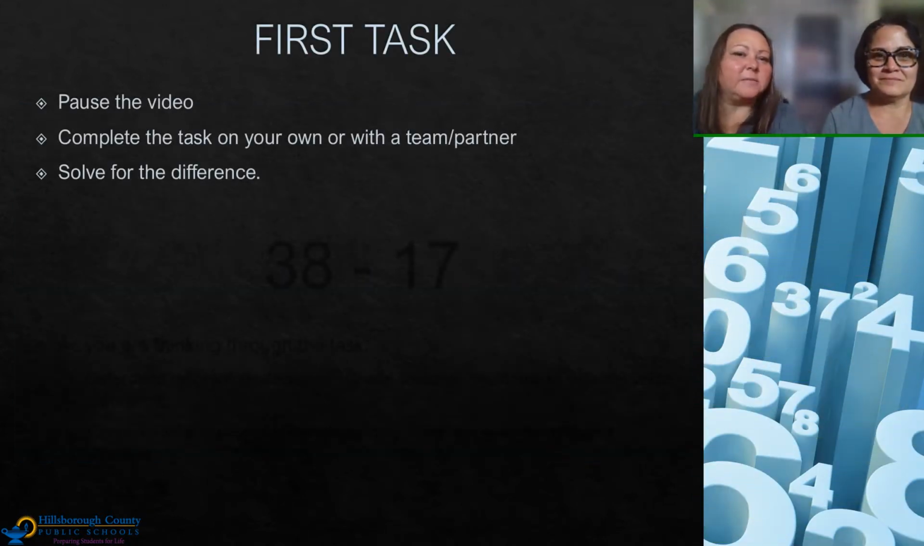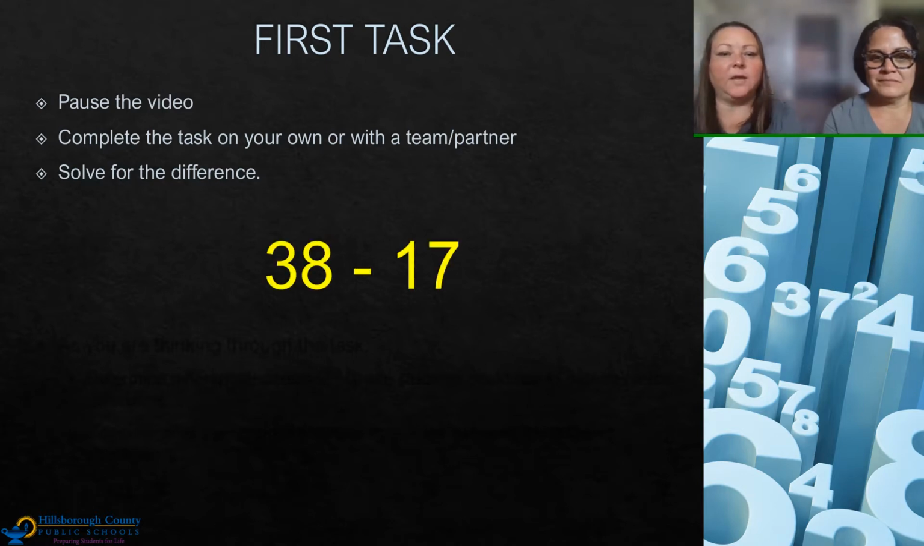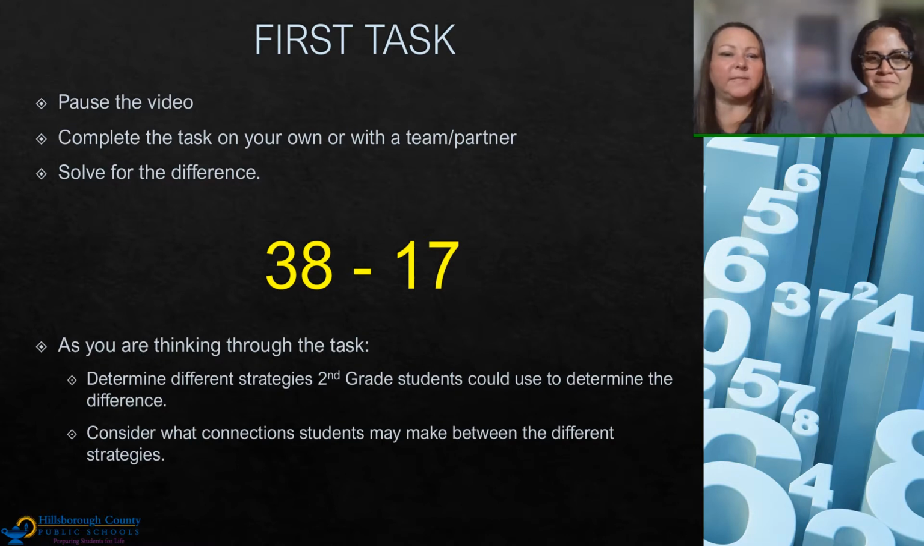For your first task, please pause the video and complete the task on your own or with a team or partner. You're going to solve for the difference of 38 minus 17. As you're thinking through the task, determine different strategies second grade students could use to determine the difference, and also consider what connections students may make between the different strategies. We'll see you soon.